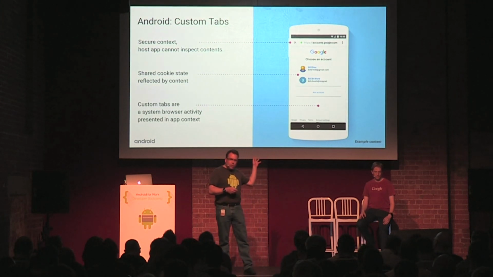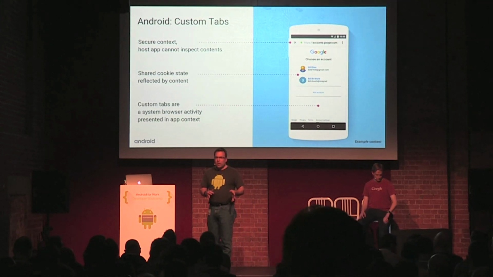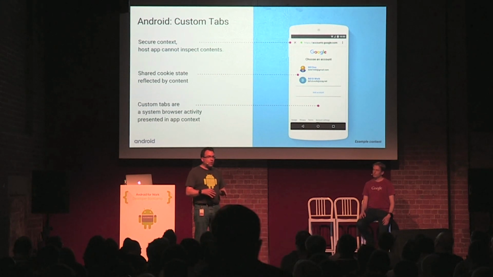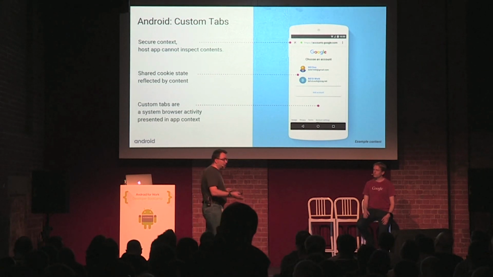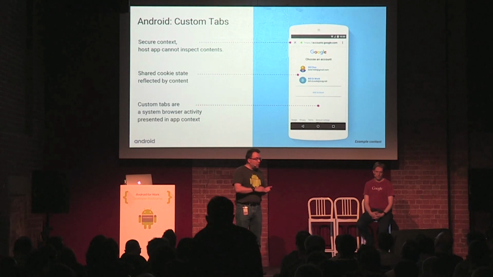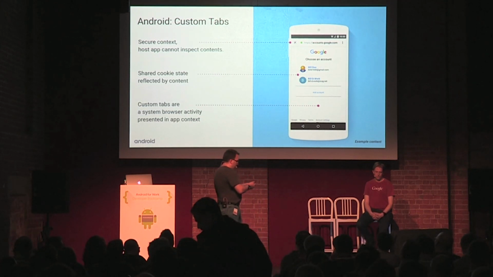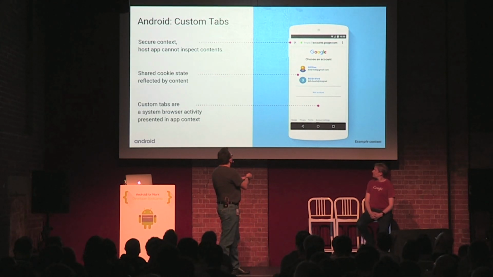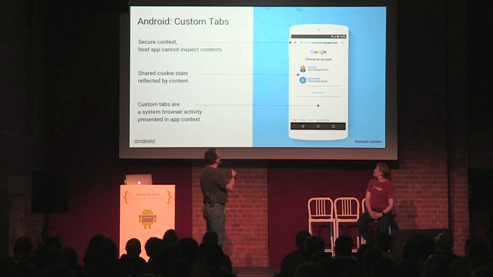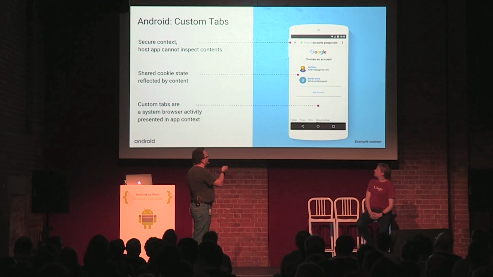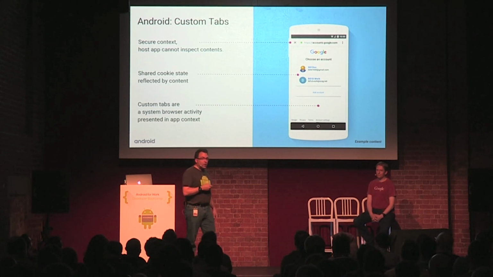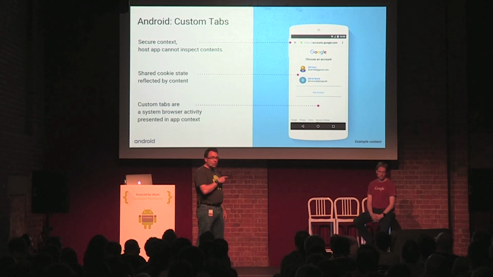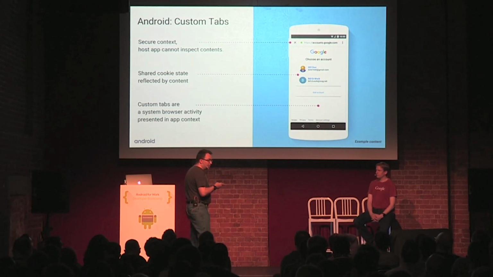But what I want to start with is what's a custom tab and why should you care about using a custom tab when you're doing a sign-in? First of all, you'll notice that at the very top you have an address bar. That address bar is locked. So the user can see where they're going, but they can't change the destination, okay?